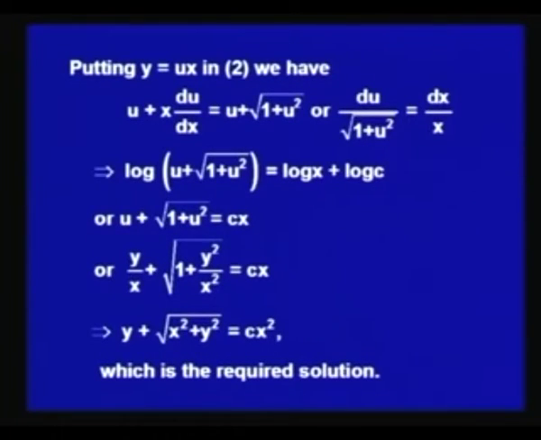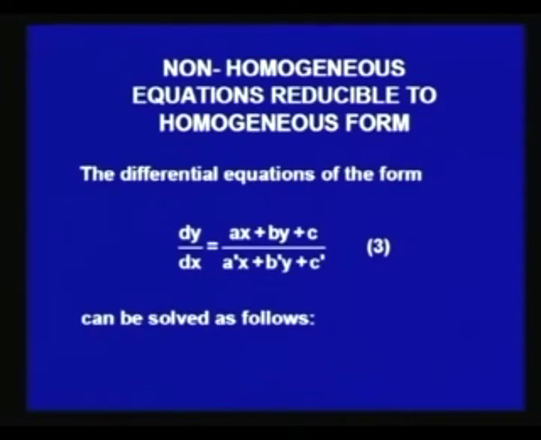Let us put the value of u, and we get y over x plus under root 1 plus y square over x square equal to cx, which then gives us the required solution as y plus under root x square plus y square equal to c x square.